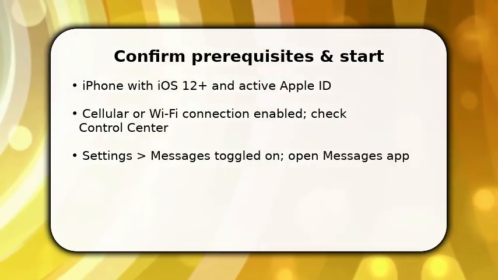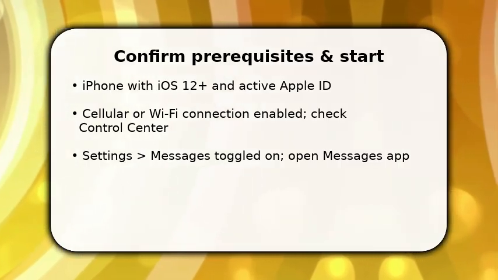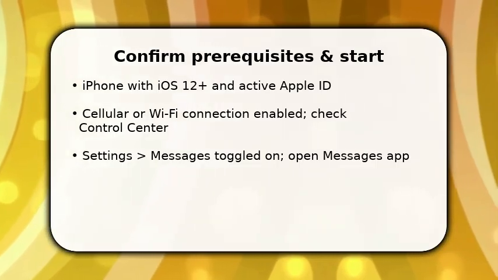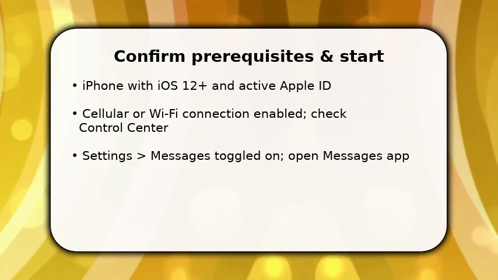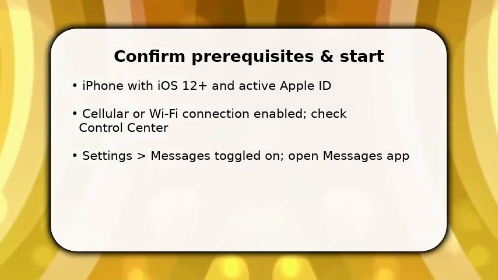Then open the Messages app to begin a conversation. It will attempt to activate if needed. This activation can take a few seconds. If you see Waiting for Activation, make sure your carrier allows SMS activation and that you can send/receive texts.